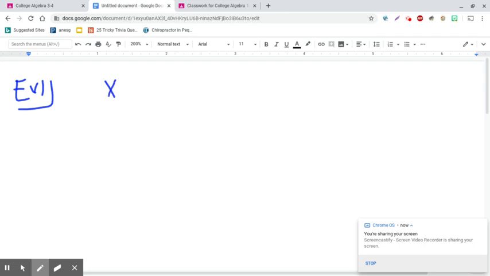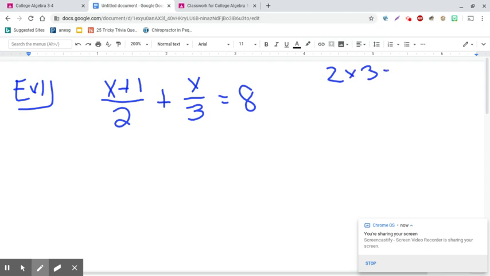We're going to have (x plus 1) over 2 plus x over 3 equals 8. So guys, we're really not doing anything different than last time, but we are going to have to distribute our number. So just like last time, we take our denominators, right? 2 and 3, and we multiply them. 2 times 3 is 6. So that means we're multiplying this whole equation by 6.